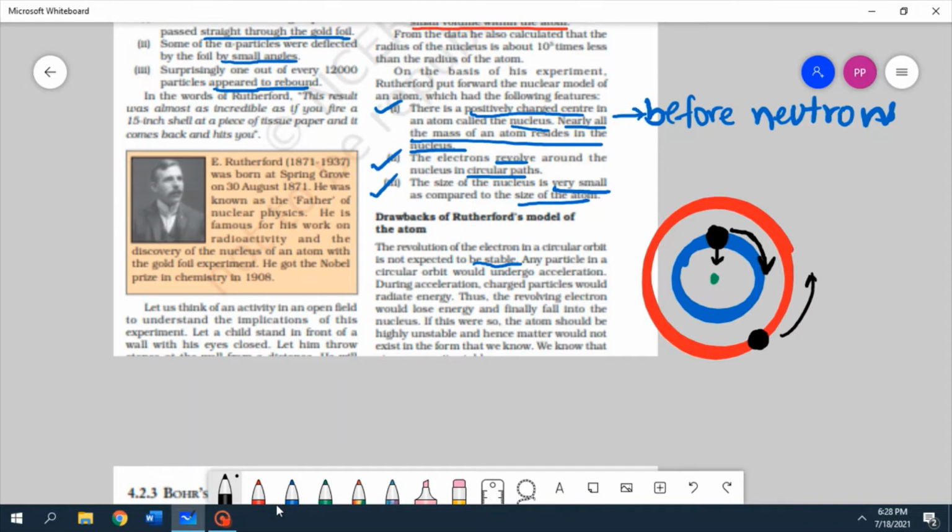So they questioned the stability of the atom and they said, no, your model cannot be right. Alright, so during acceleration, charged particles would radiate energy, thus the revolving electron would lose energy and finally fall into the nucleus. If this were so, the atom should be highly unstable and hence matter would not exist in the form that we know.